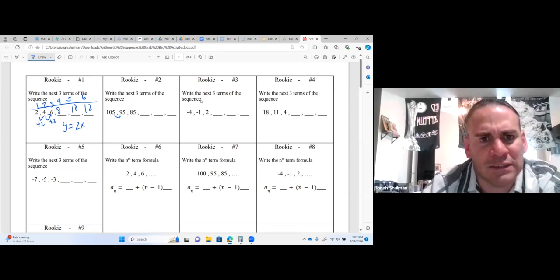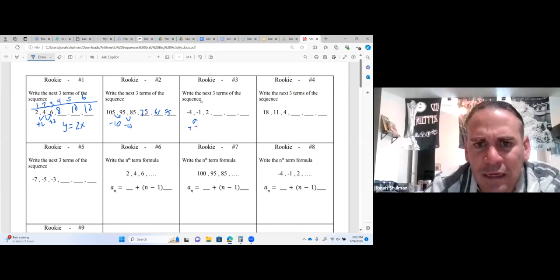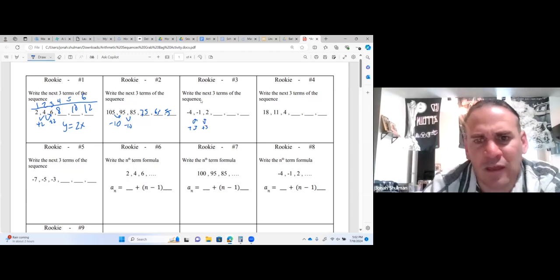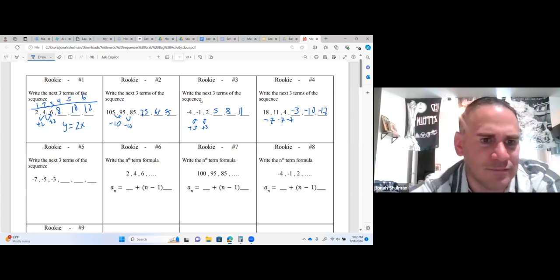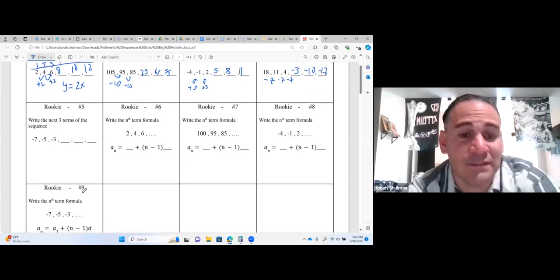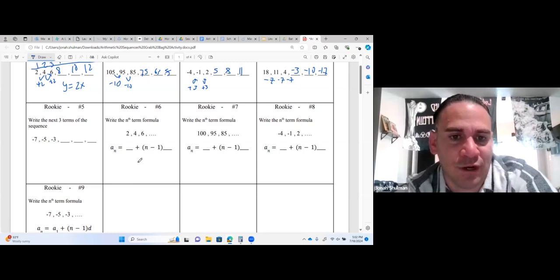This one we are minusing 10 every time. So that's 75, 65, 55. This one we are adding 3 every time. And think about what the equations would be. So that's going to be 5, 8, 11. This one we're minusing 7 every time. That's going to be -3, -10, -17. And these are the equations. So this is how you would write it.